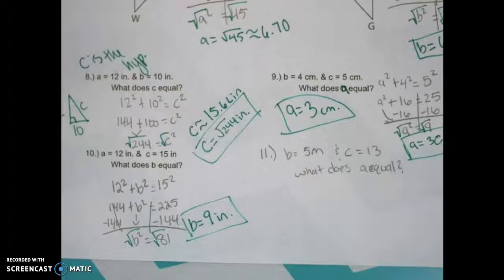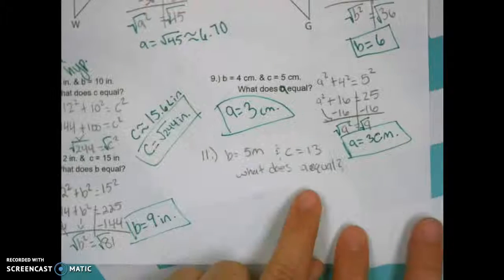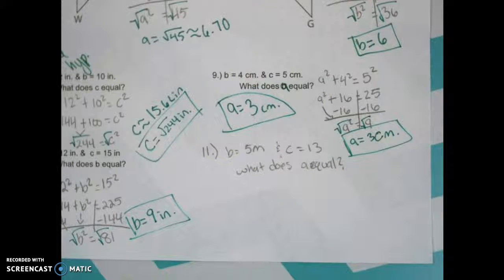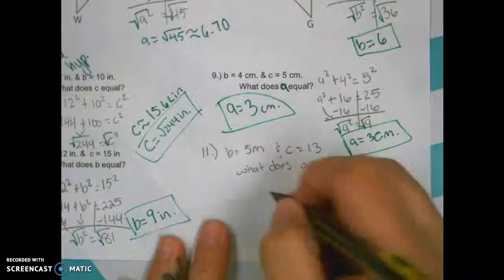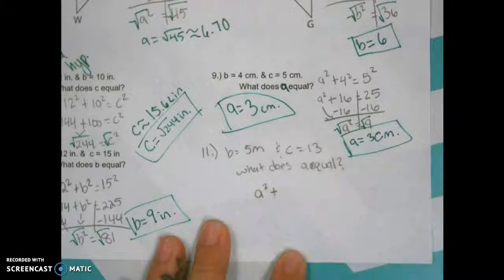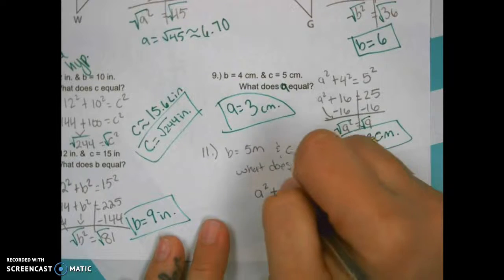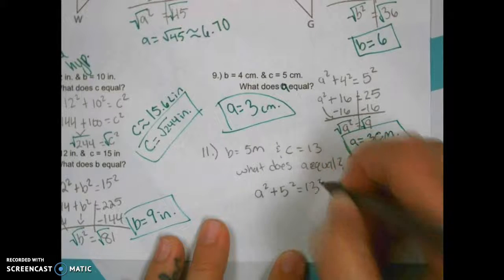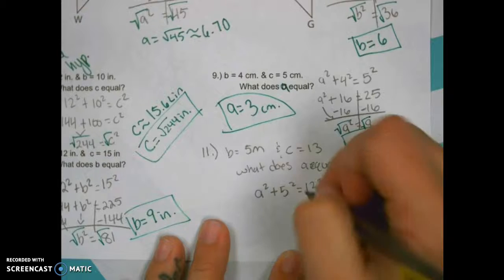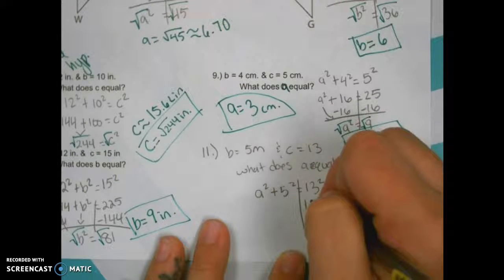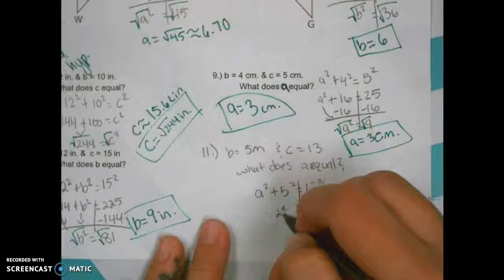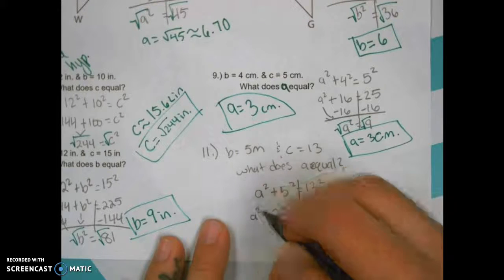Alright. As for 11 here, we're going to find out what a equals again. Okay, so b is 5. I don't know what my a is. And I know what my c is, 13. Now 13 squared is going to be 169. 5 squared is 25. And a squared is left alone.